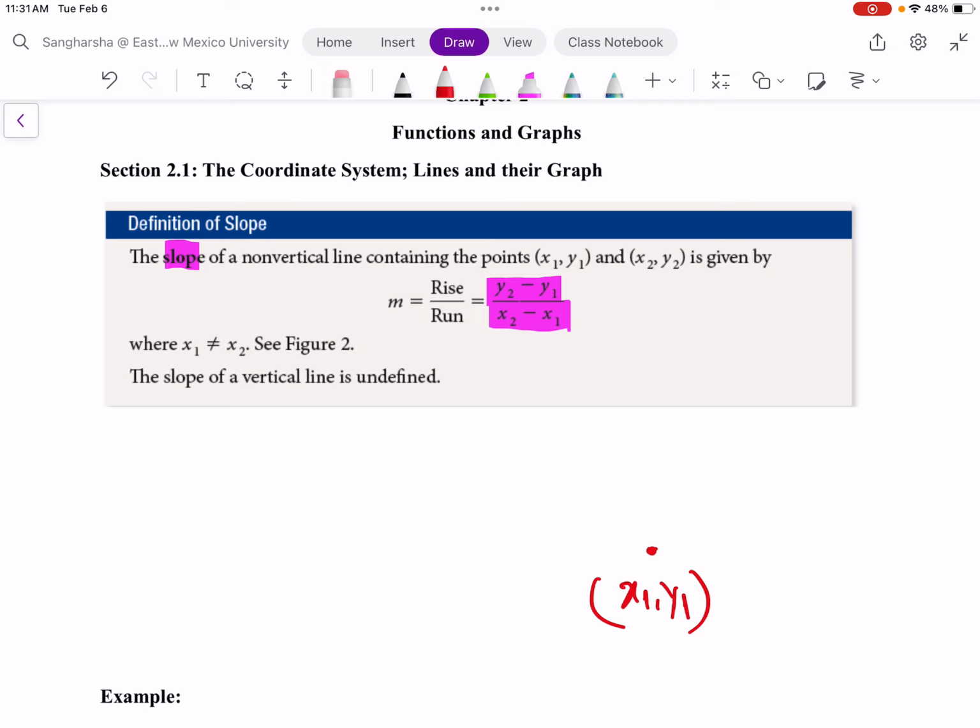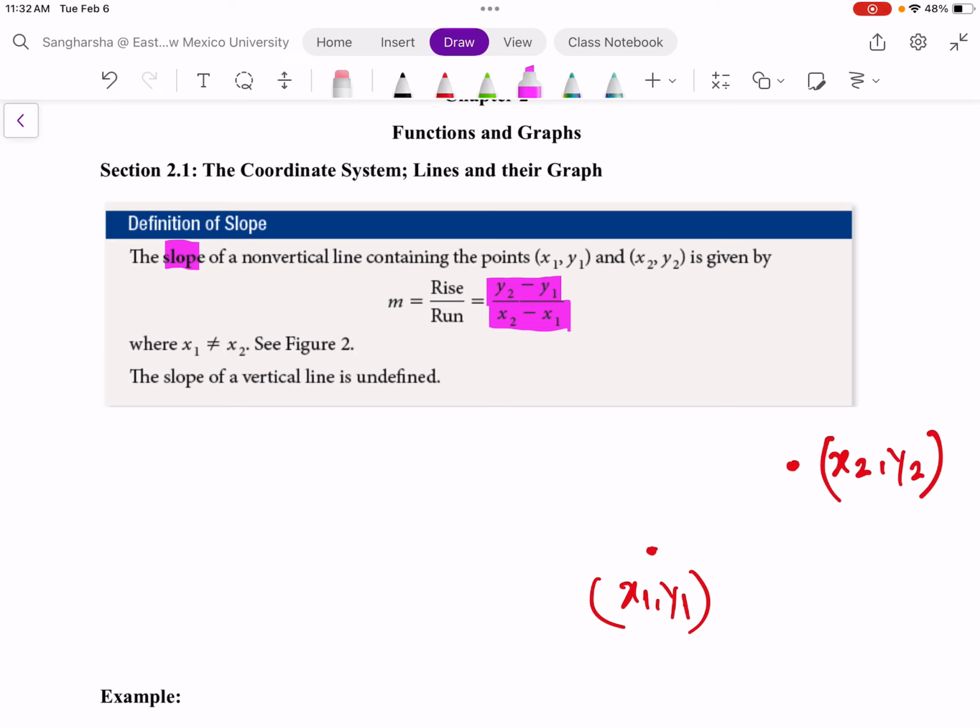X1 y1, these are any numbers. Let's consider we have a point x1 y1, and we have a second point here, and the coordinate of the second point is x2 y2. So x1 and x2 are the x coordinates, and y1 and y2 are the y coordinates.